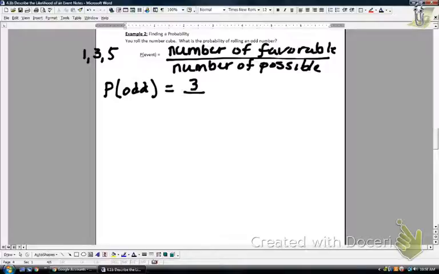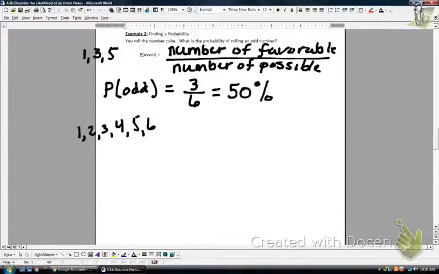So I have the number of favorable outcomes are 3: 1, 2, 3. And then the total number of possible rolls is 6, because I would have 1, 2, 3, 4, 5, and 6. So 3 out of 6 is the same thing as 50%. So that's the probability, and it is equally likely to happen as not, if I wanted to describe it. And I'm going to abbreviate that.